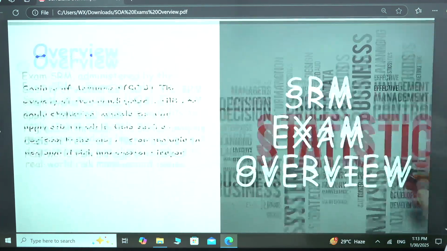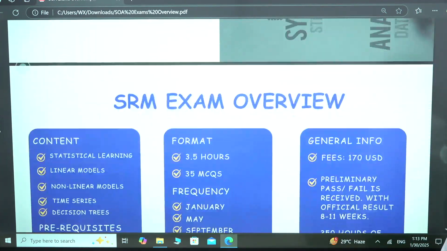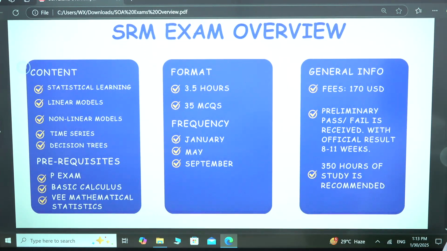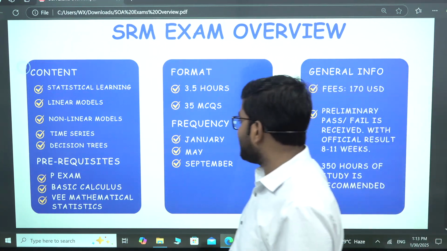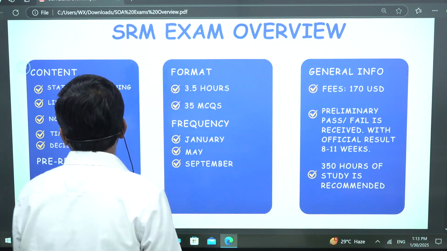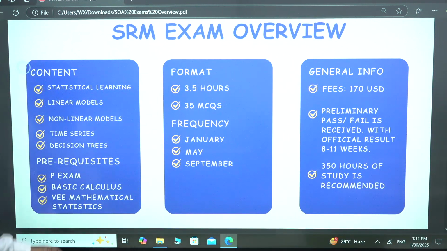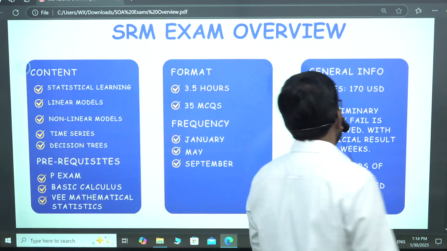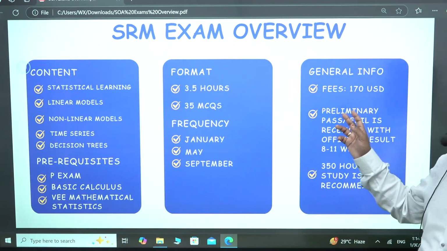Now if you talk about the structure of the SRM exam, it's a 3.5 hour exam. There are 35 MCQs. The exam is offered in January, May and September. The content is statistical learning, linear models, non-linear models, time series and decision trees. The prerequisites for the SRM are the P exam, basic calculus and VEE mathematical statistics. The fees are roughly $170.